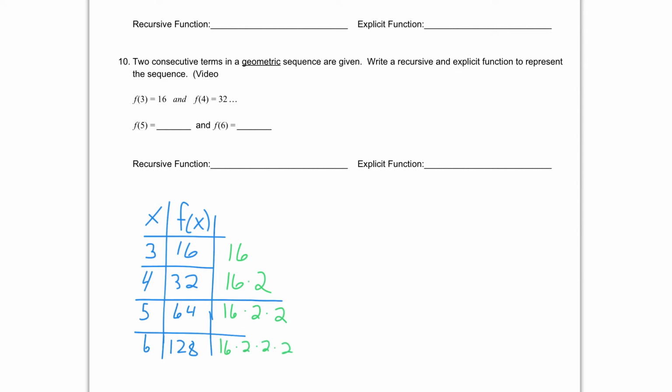So if we fill in our answers, f of 5, we can go down to our table. At 5, we get an f of x value of 64. So this would be 64. And then to get f of 6, when we go to our table, when x is 6, f of x is 128. So f of x is going to be equal to 128.